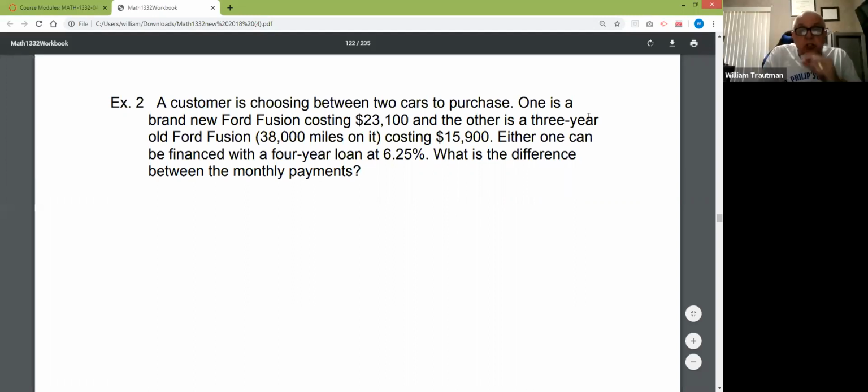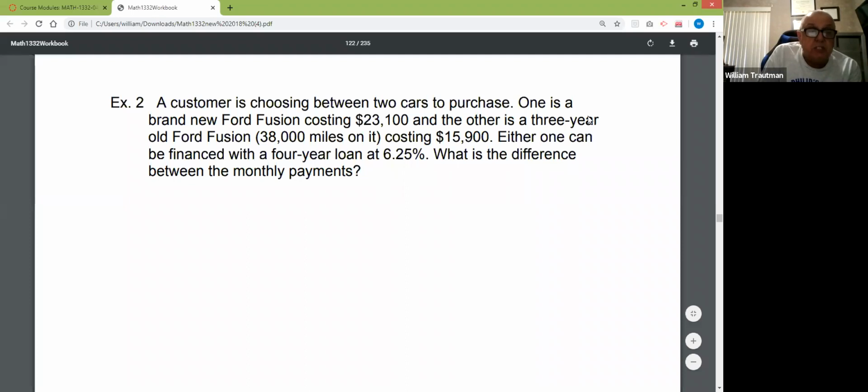A customer purchased 2 cars. One is a Ford Fusion. Either one can be financed for 4 years. What is the difference between the monthly payments? So we're going to do both of these so we find the difference in monthly payments because I think one of these might be on the test. So he's going to have 2 cars.